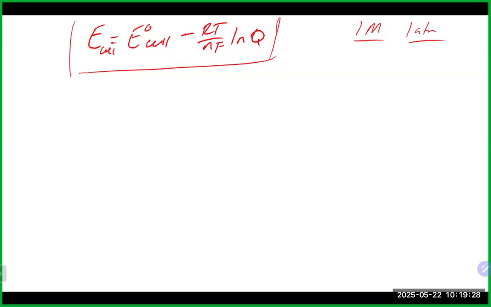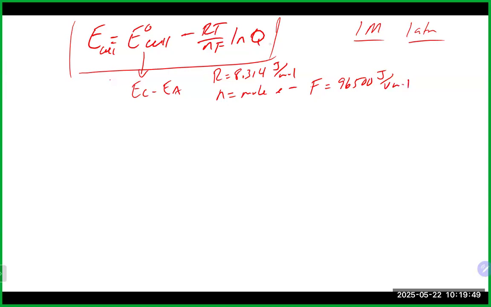If they are not in those situations, 1 molar, 1 atmosphere, then you do want to use obviously the Nernst equation. This is, as we talked about, our cathode minus our anode. R is our normal R, 8.314. N is our moles of electrons, and F is our Faraday's constant, 96,500 joules per volt per mole. Q is our normal reaction quotient, which is the products over the reactants, obviously using the coefficients if necessary.